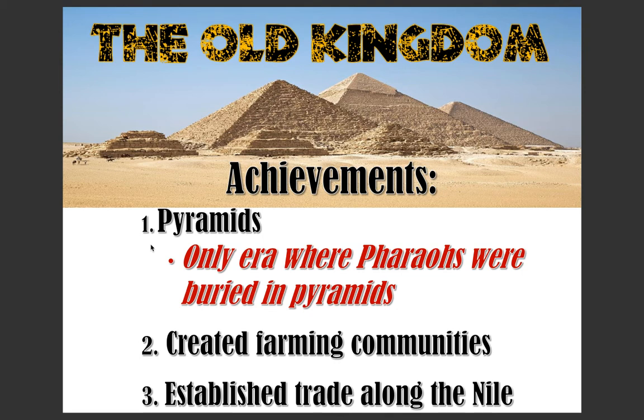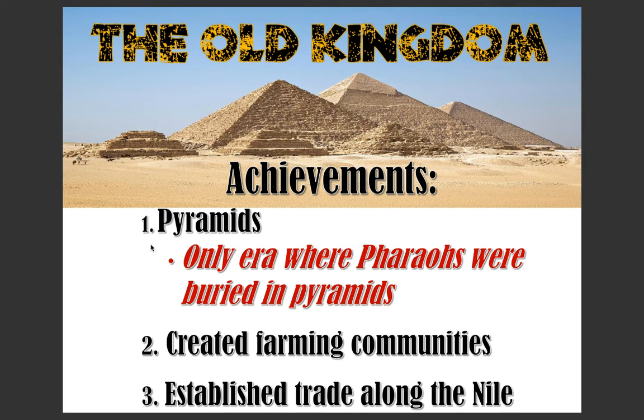Another achievement of the Old Kingdom is that they created farming communities. They used ideas from Mesopotamia, irrigation ideas like canals and dams and levees and such, to form good and prosperous agriculture. They would use the flooding and the silt that the Nile River would deposit on the banks to grow a nice amount of crops. And eventually, with these irrigation techniques that they improved and expanded on, they were able to develop really, really good agriculture.